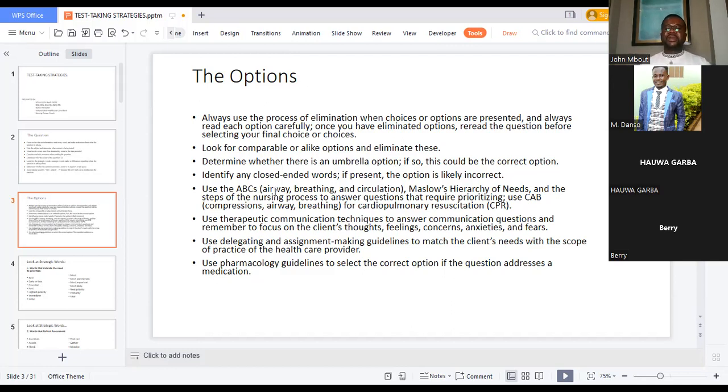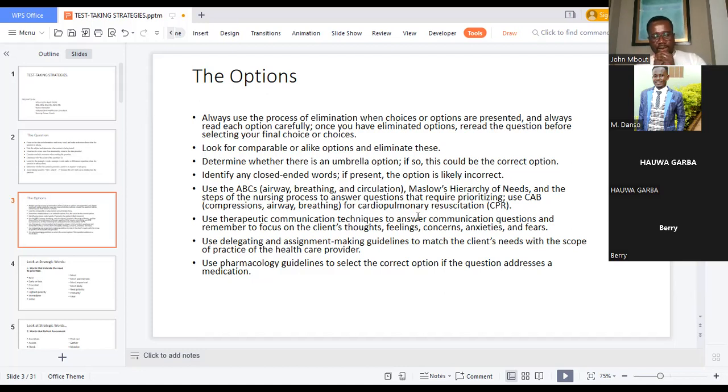Now, you have to read the options carefully before eliminating. Reread the question. When you read the options, go back to the question before selecting, right? Look at comparable or alike options and eliminate them. We are going to see what we mean by comparable or alike. Determine whether there is an umbrella option. If there is an umbrella option, this could be the right answer.